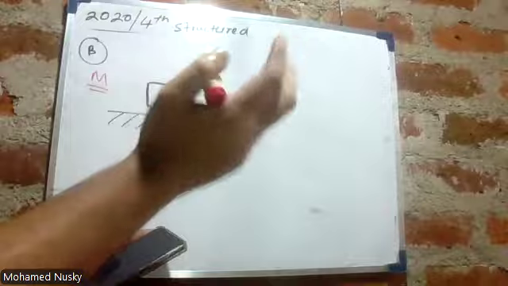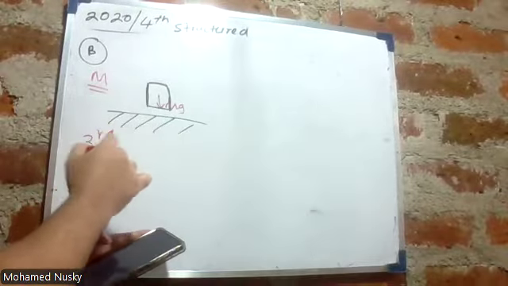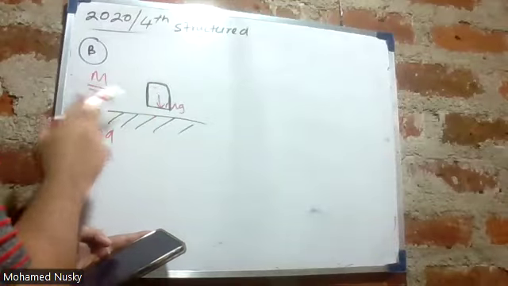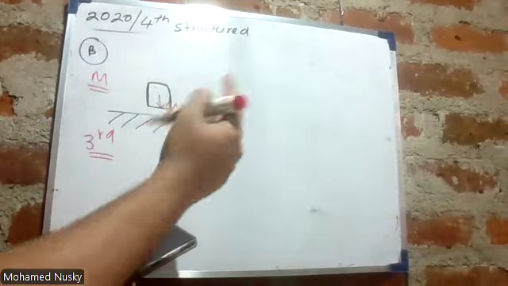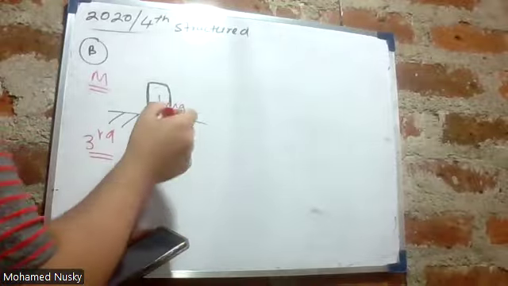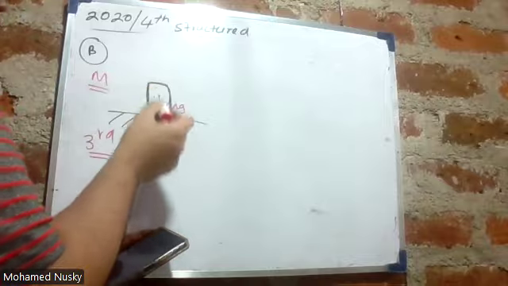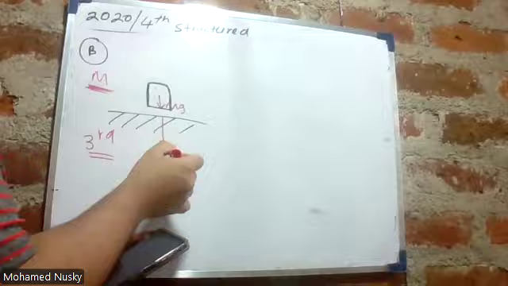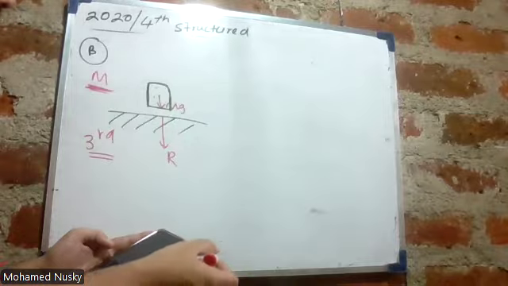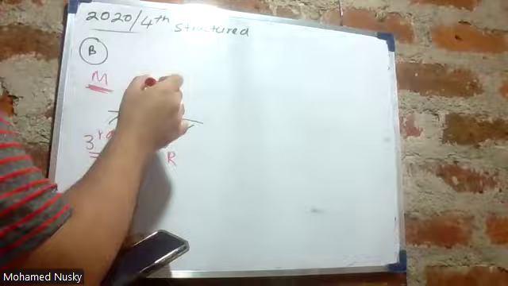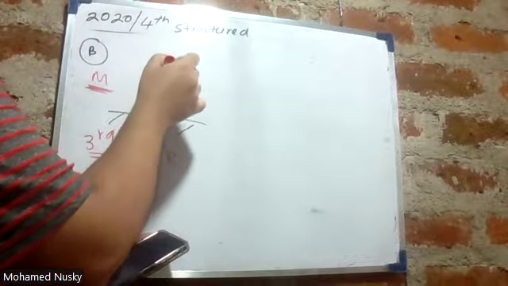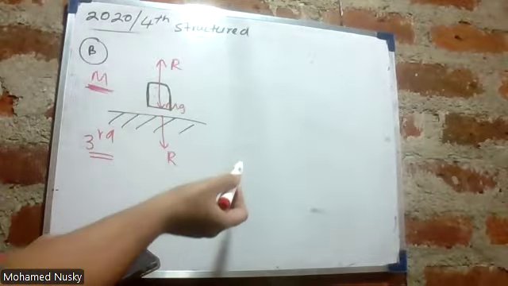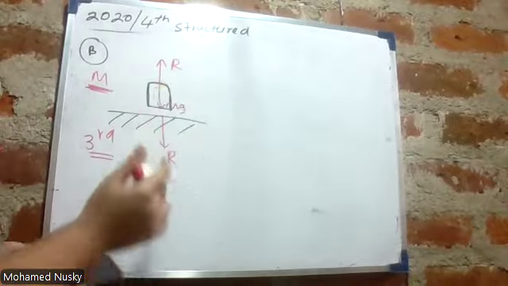And also, according to Newton's third law, when an object is in contact with another object, there will be equal and opposite force. This mg, this weight, will push the surface downward, and this surface will push the block in the upward direction. In order to mark this force exactly, I have drawn it with a space, so you can easily get it.